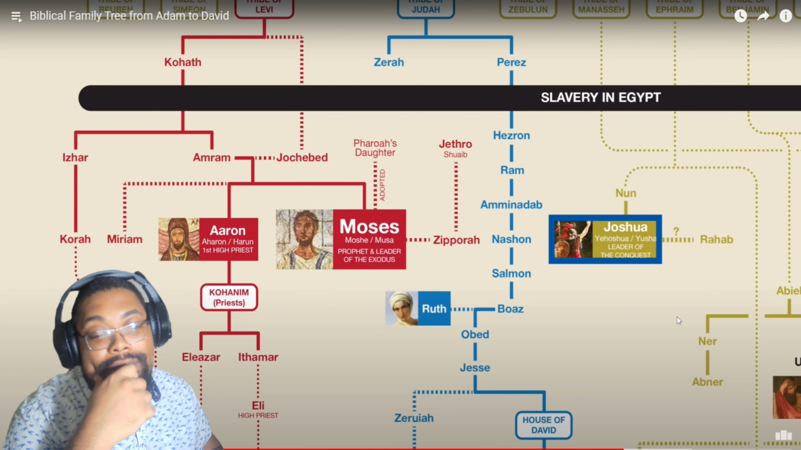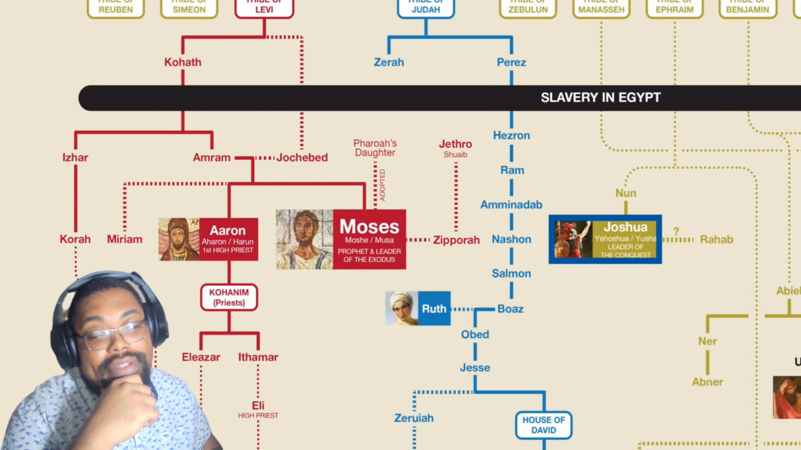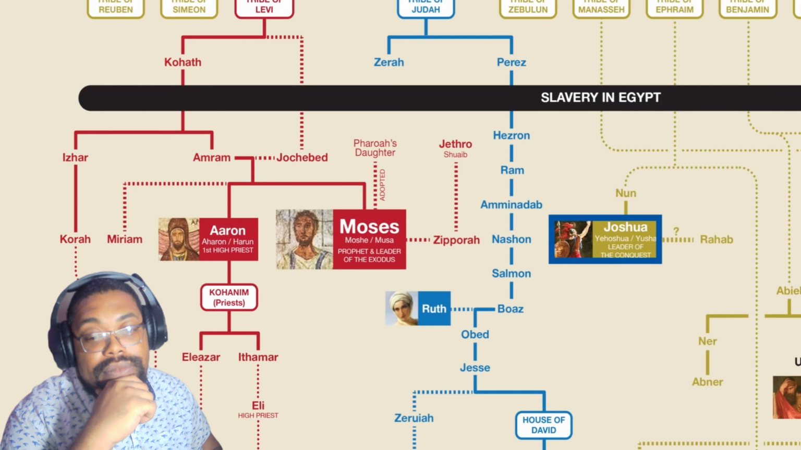Who then leads the Israelites to conquer the land of Canaan, where they end up dividing the land amongst the 12 tribes, with the descendants of Aaron being appointed as priests.